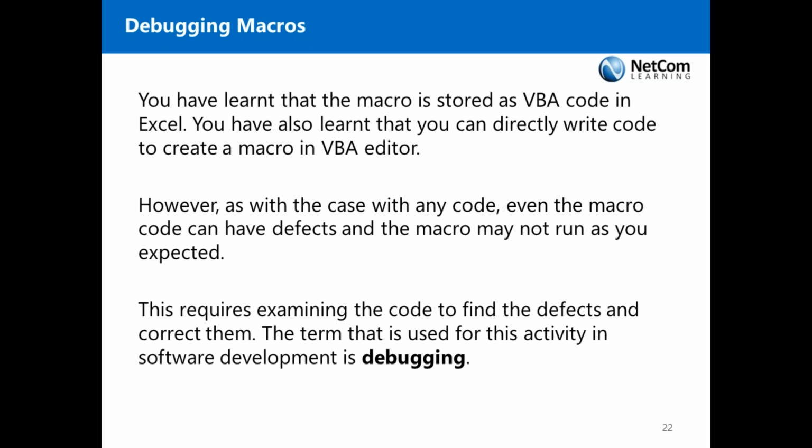Debugging macros. Now, you've learned that the macro is stored as VBA code in Excel. You have also learned that you can directly write code to create a macro in the VBA editor. However, as with any code, even macro code can have defects and the macro may not run as you expected. This requires examining the code to find the defects and correct them. The term used for this activity in software development is debugging.